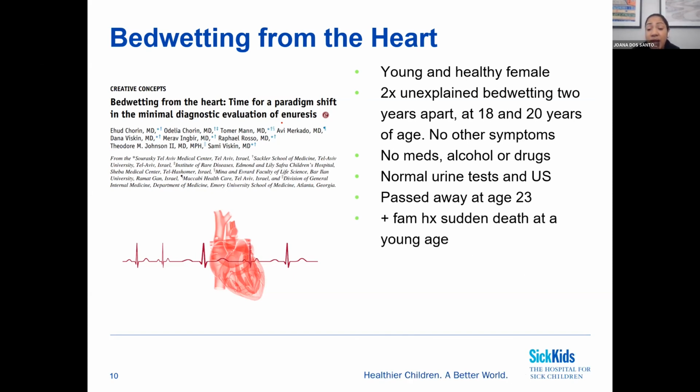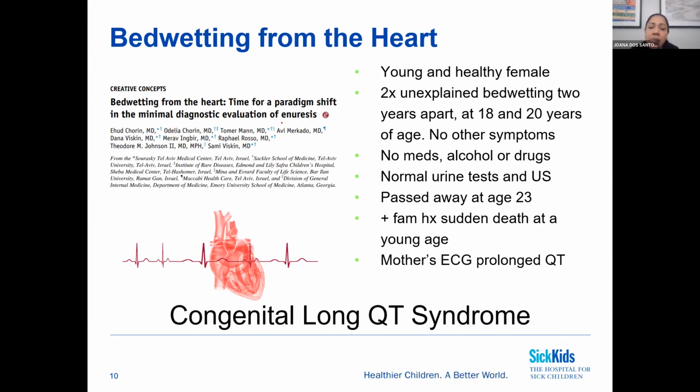Digging into history, she had a positive family history of sudden death at a young age. With this context of her passing away and the positive family history, her mother got an ECG, and the mother's ECG showed prolonged QT. So this girl unfortunately passed away with congenital long QT syndrome.